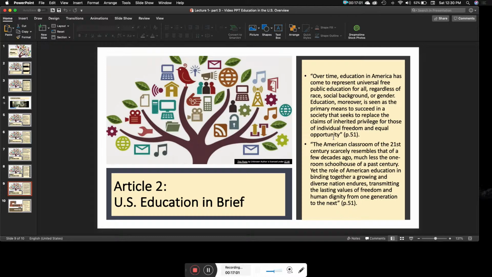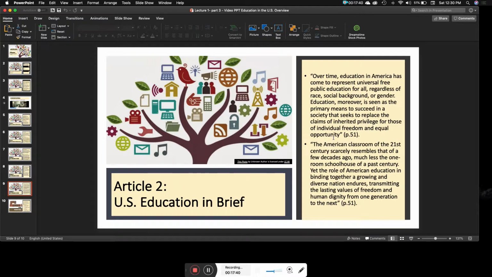Education, moreover, is seen as the primary means to succeed in a society that seeks to replace the claims of inherent privilege with those of individual freedom and equal opportunity. So now, after the mandate that students have to go to school, this is a route into being successful in our society, unlike in Finland, where they have primary school and then students have two different pathways, university or vocational work, and it's at a younger age, which is not the case here. Students here have to go through K through 12 in order to go into the next step of their life.